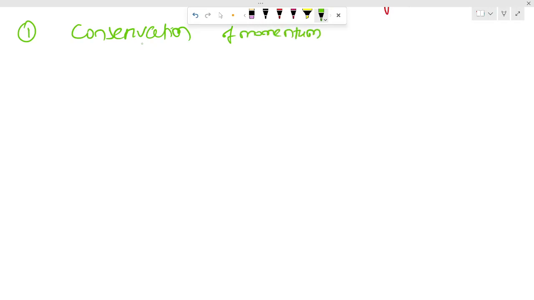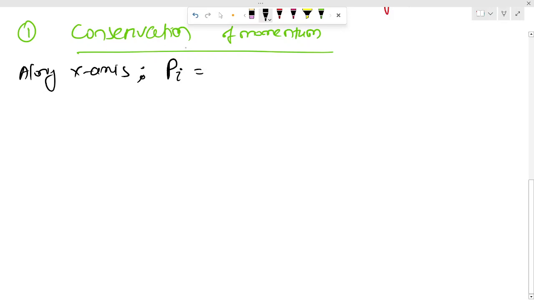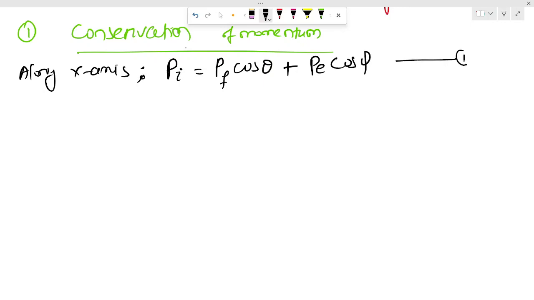We know that in every elastic collision there is conservation of momentum and conservation of energy. First we consider conservation of momentum, that means initial momentum equals final momentum. Along the x-axis, initial momentum P initial is equal to the final momentum: Pf cos theta, where Pf is the final momentum of the scattered photon making theta with the x-axis, that's why the x component is cos theta, plus the electron momentum Pe cos phi. Make it equation 1.